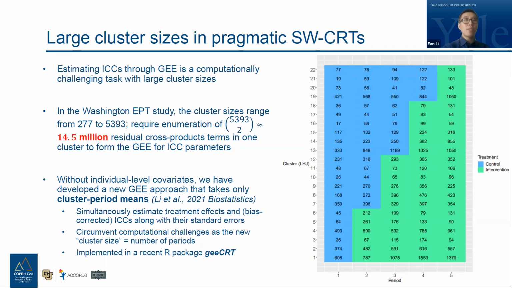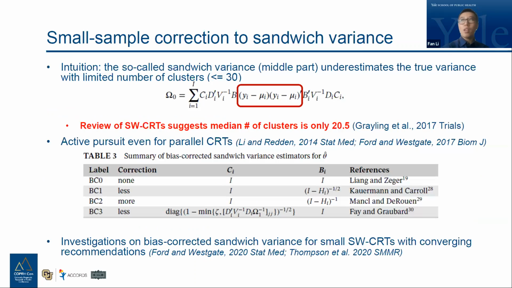And this approach has now been recently implemented in our package called GEE-CRT, which is freely available on CRAN. As we said, while the sandwich variance is a fix of the inference for model misspecification in GEE models, the so-called sandwich variance may have biases if we have only a limited number of clusters, and the magic number defining a small number of clusters would be either 30 or 40.